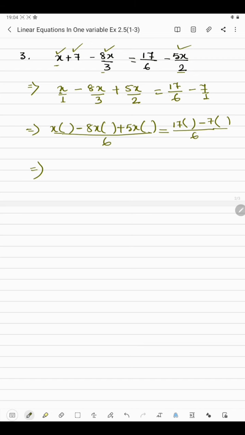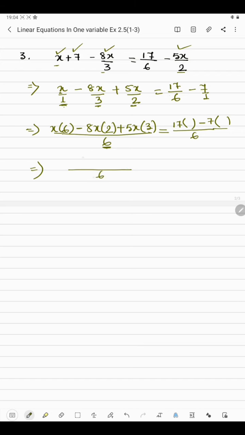Now LCM will be divided by the denominator. Now 6 divided by 1 is 6, so we will write 6 in the bracket. Coming to the next fraction, again LCM divided by the denominator, so 6 divided by 3 is 2, that we will put in the bracket. Again coming to the third fraction, 6 divided by 2 is 3, that we will put in the bracket.